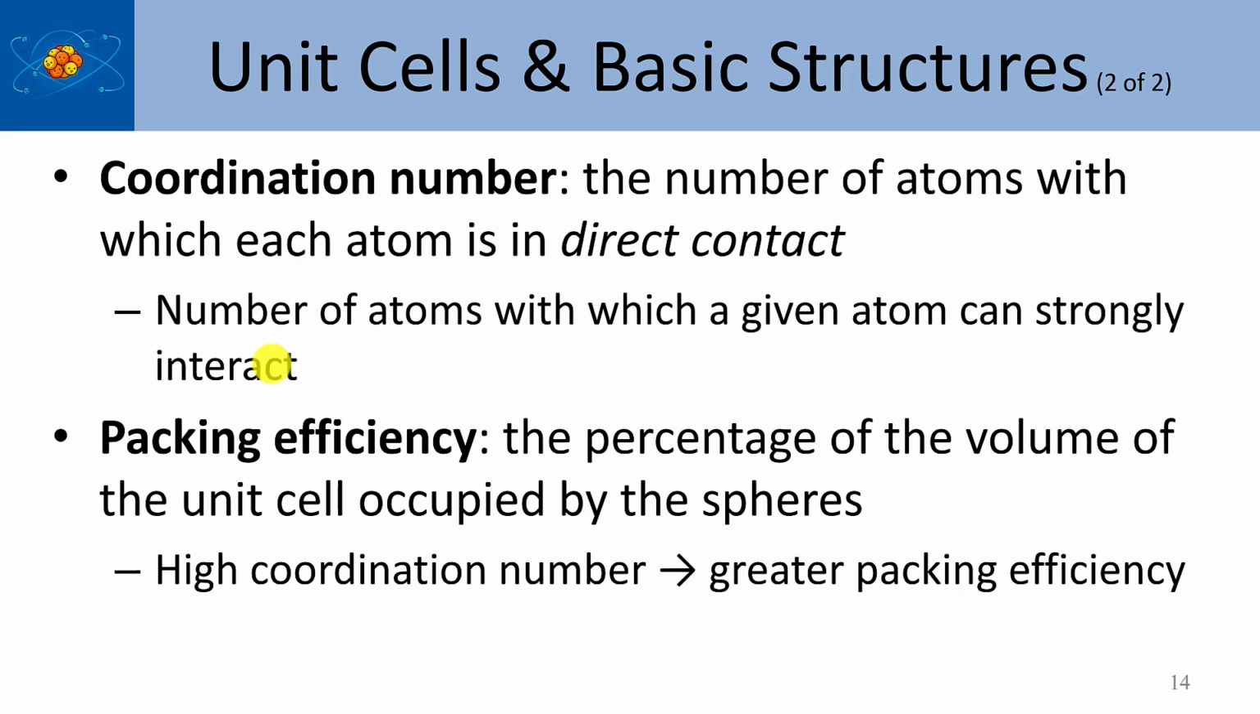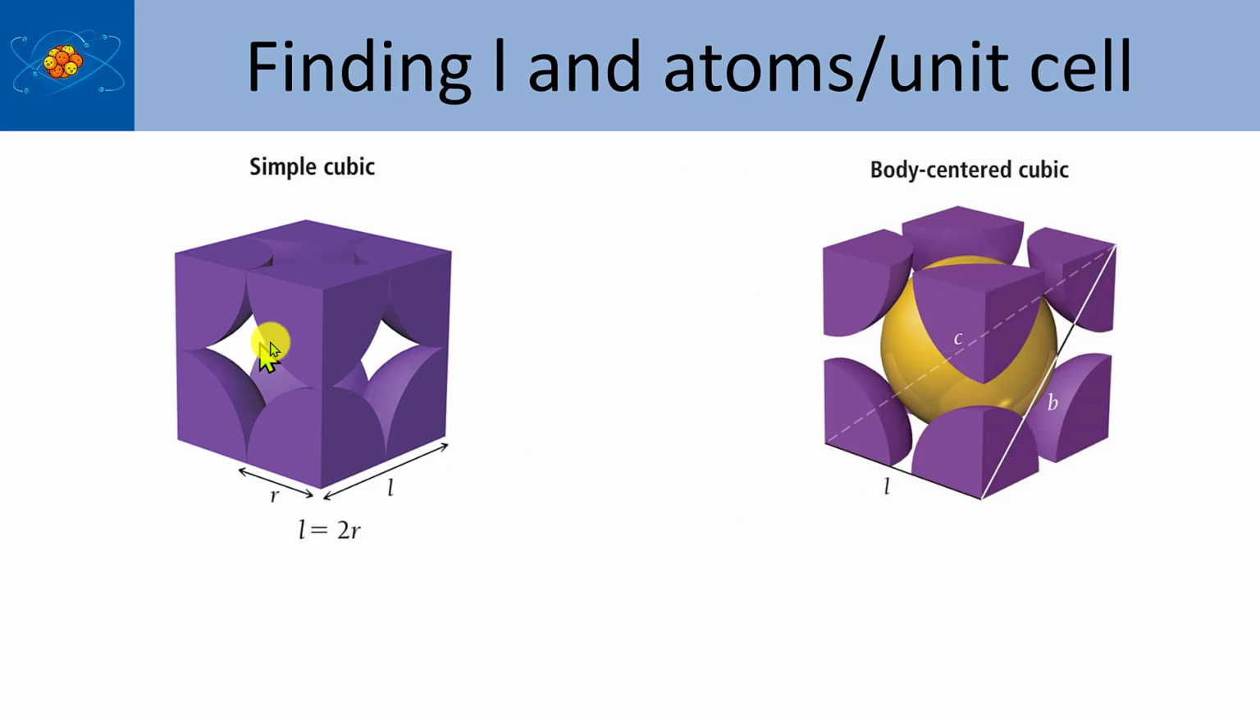So two important terms relating to the stability of a unit cell and the structure of the unit cell are the coordination number and the packing efficiency. So the coordination number is the number of atoms that each atom is in direct contact with. What does that exactly mean? I'm going to show you quickly a picture we'll analyze here in a second. It means like the structure here: every atom's touching each other atom, and this represents one corner of a unit cell.